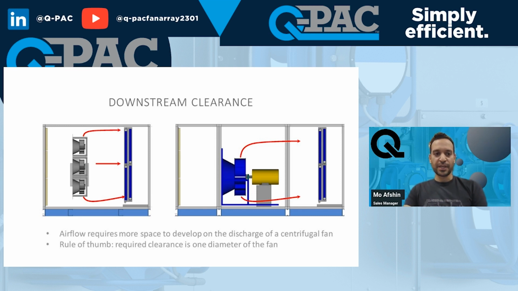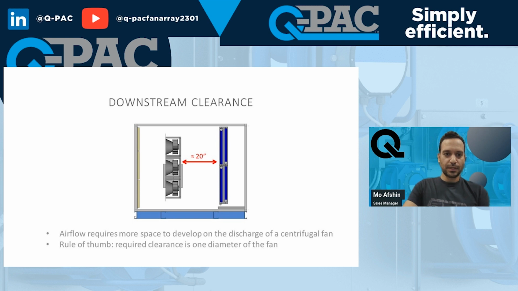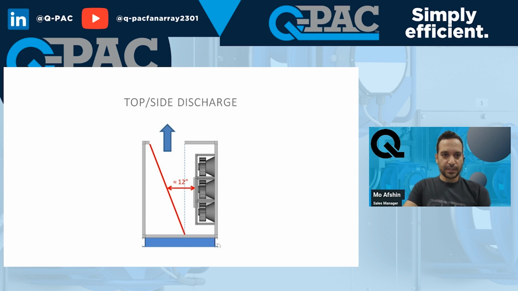The rule of thumb there is to use one diameter of that fan downstream, so at least to keep that distance. And it really depends on the size of the fan that you're using. Our fans are normally less than 24 inches in diameter, so that would be the ideal distance that we want to keep downstream of the fan array. That is the distance downstream.